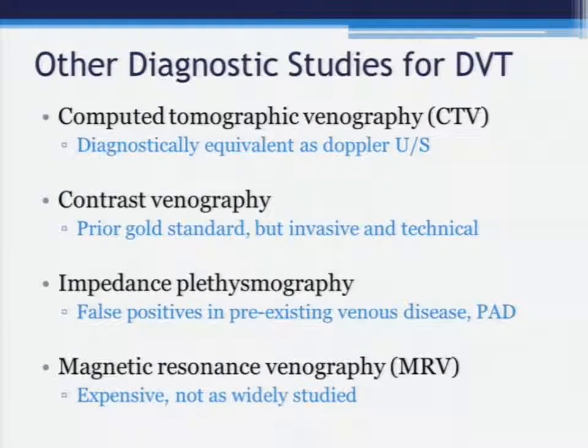So other diagnostic studies that are available for DVT are a computed tomographic venography, contrast venography, magnetic resonance venography. These are all options, but contrast venography, previously the gold standard, is invasive, technical, operator dependent, not widely used since there's other options available. And CT venography can be used, diagnostically equivalent to a Doppler ultrasound, and it's non-invasive, so that is also an option.